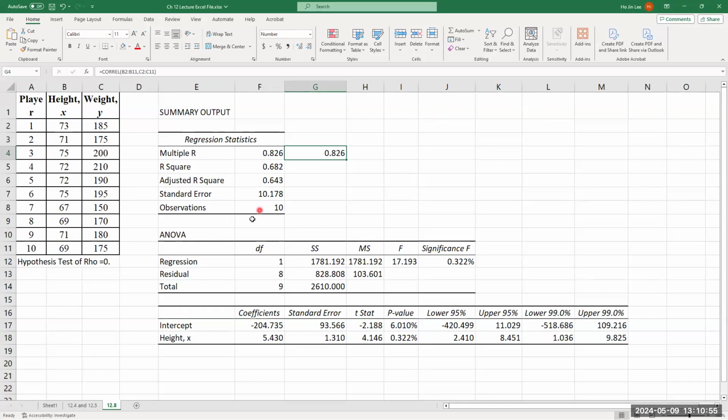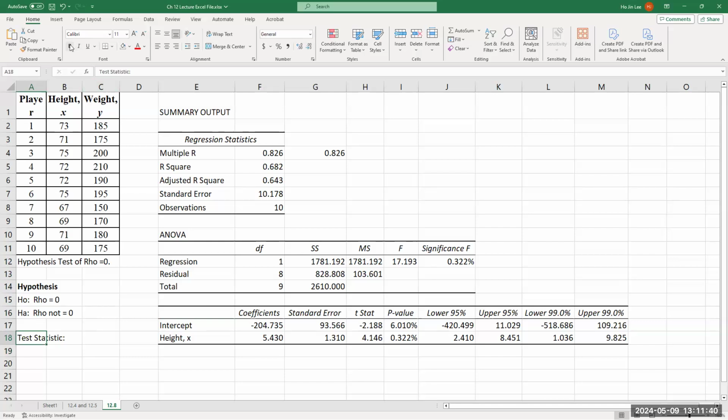And we want to do a hypothesis test of whether rho is equal to 0. So let's create our null hypothesis here. Our null hypothesis is that rho is equal to 0, and our alternative hypothesis is rho is not equal to 0. So that's our two hypotheses, the null and alternative. Step 2 is calculating the test statistic.